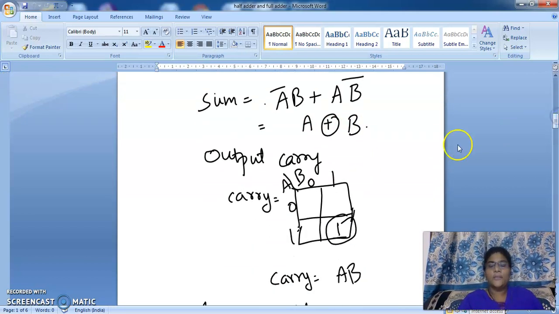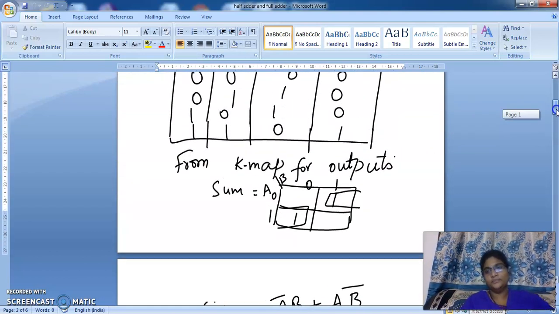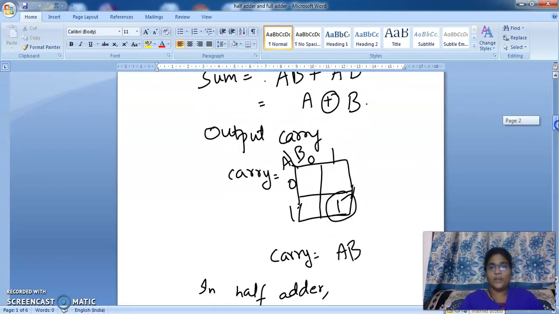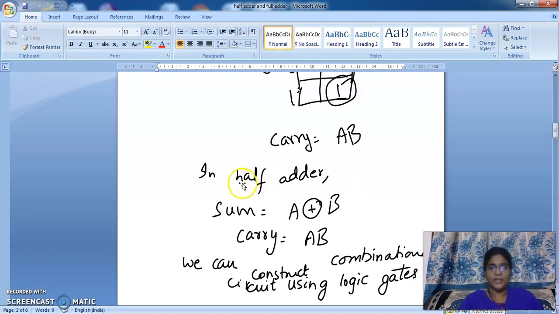And then coming to the carry output. Similarly, if we see the truth table, we need to check where 1 is present. Here 1 is present when A and B are both 1. So for the carry, only one implicant is there, one non-prime implicant. So we write carry is equal to AB. Finally, in the half adder, sum is nothing but A XOR B, and carry is nothing but AB.